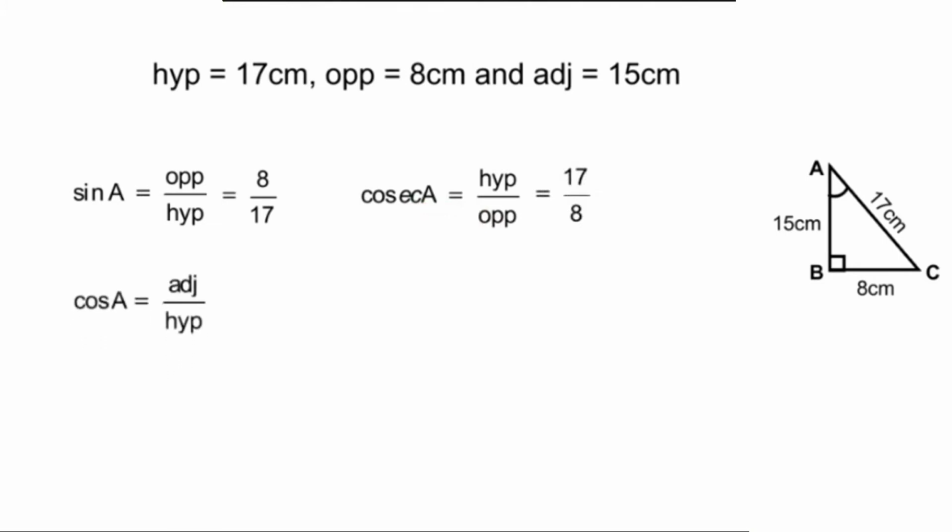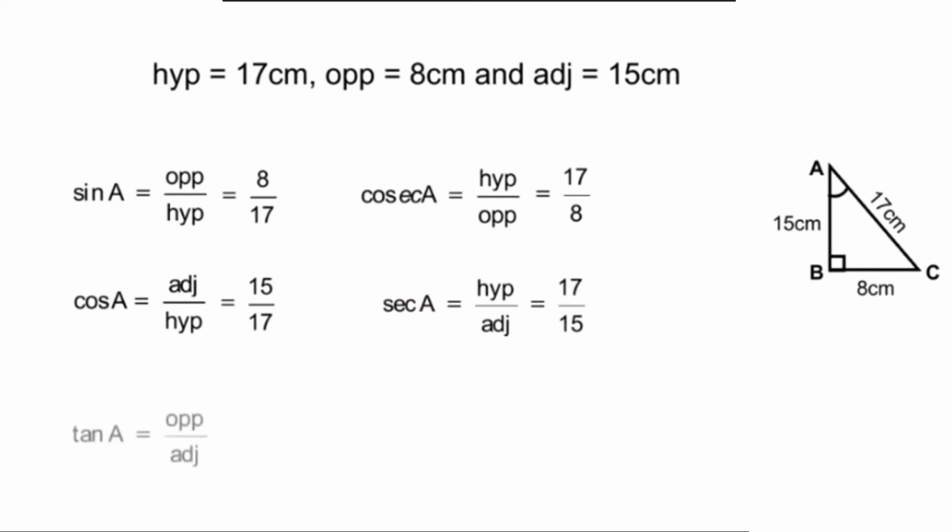Next, cos A is defined as adjacent side by hypotenuse. So, the value of cos A is equal to 15 by 17. Next, secant A is defined as the hypotenuse by adjacent side. So, the value of secant A is equal to 17 by 15.